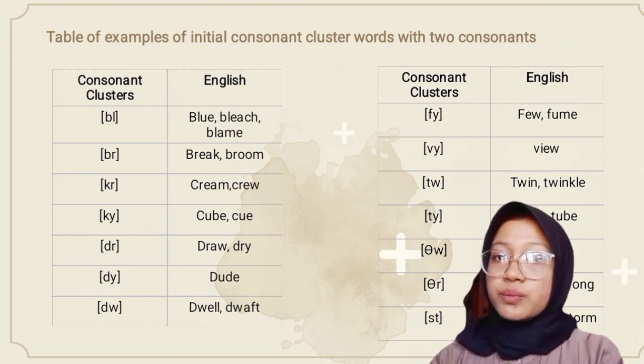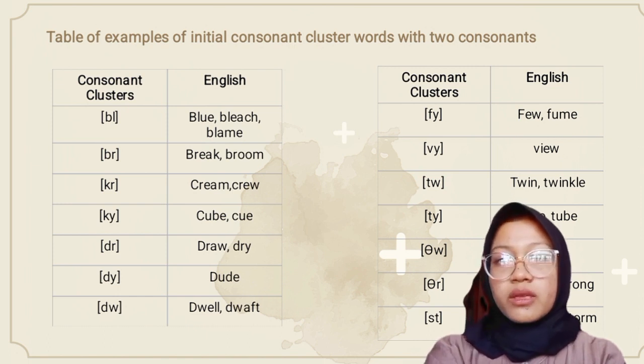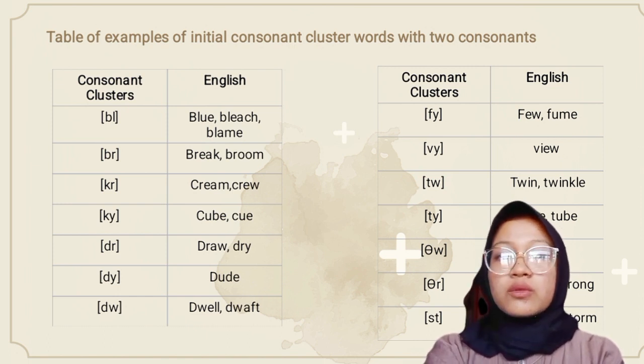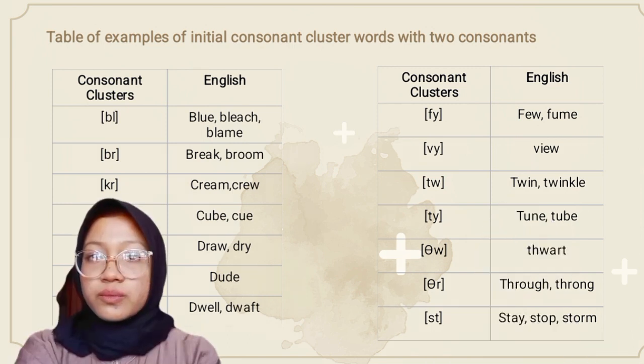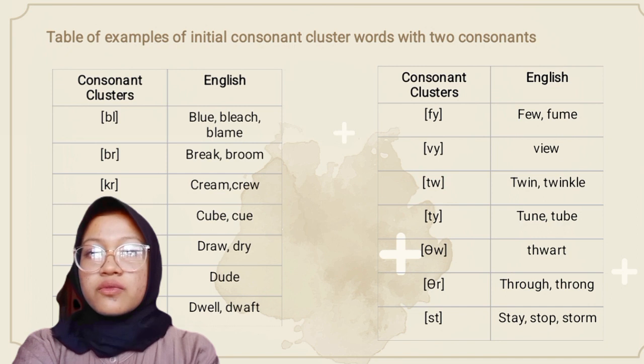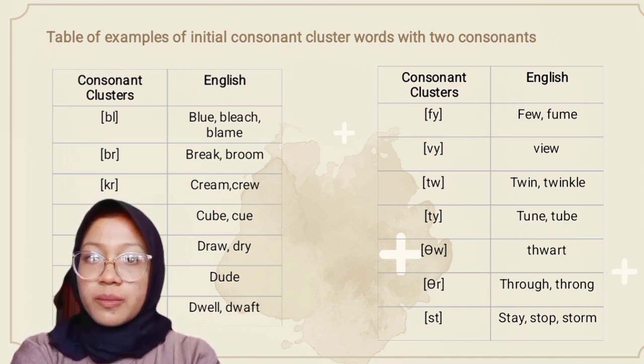They have blue, pledge, flame, BL, brick, blue, QQ, draw, dry, youth, dwell, bluff, few, flew, twinkle, tune, took, trout, through, from, stop, and strong.